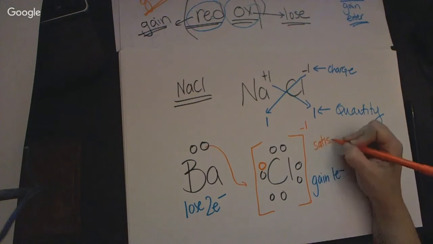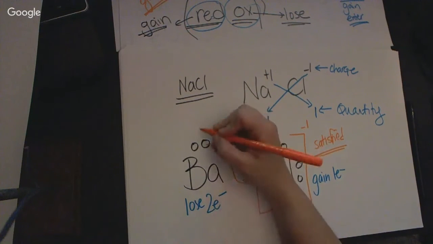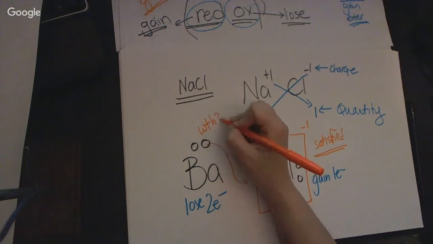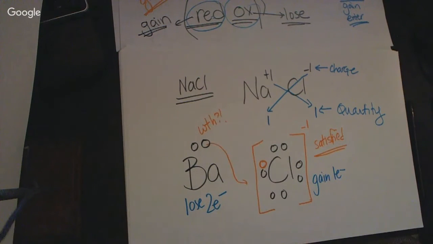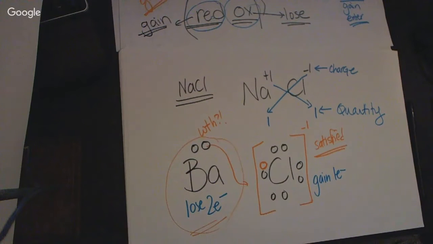This chlorine is like, this was awesome. I'm so satisfied. Barium is like, what the heck? Not satisfied at all, because I really needed to lose 2 electrons. So barium is like, I'm so glad it was good for you, chlorine, but it really wasn't that great for me. My valence is still not satisfied.